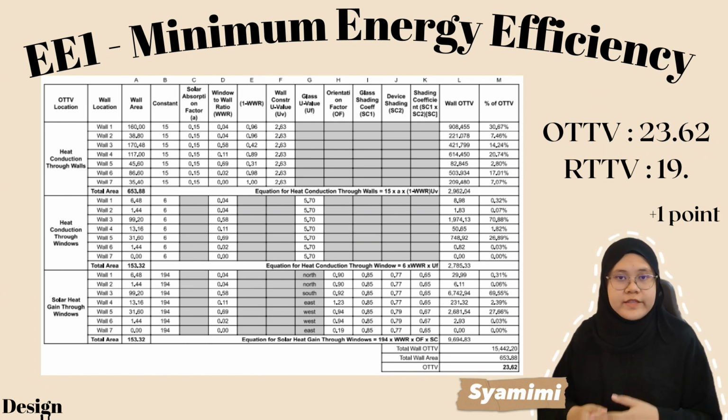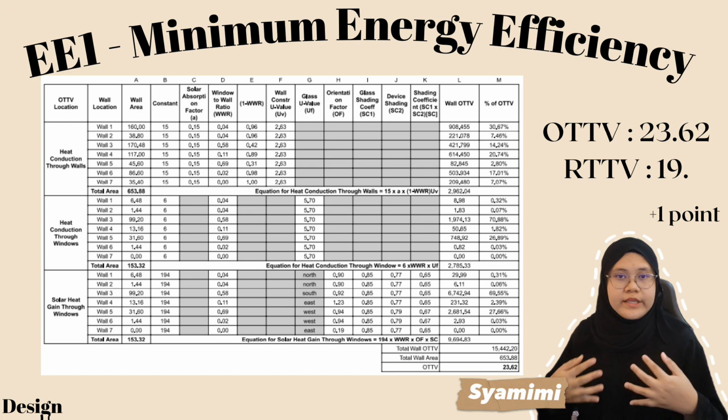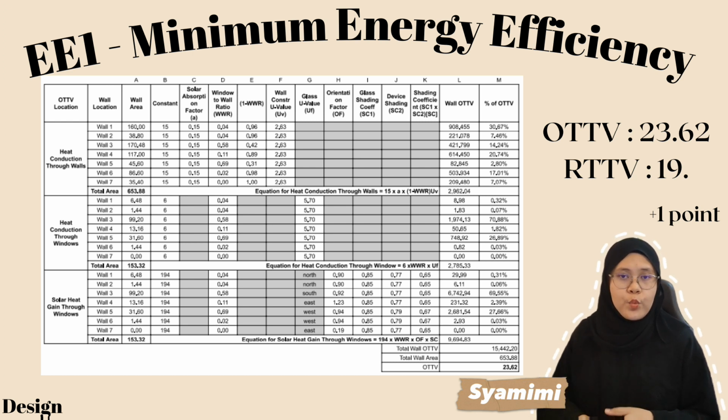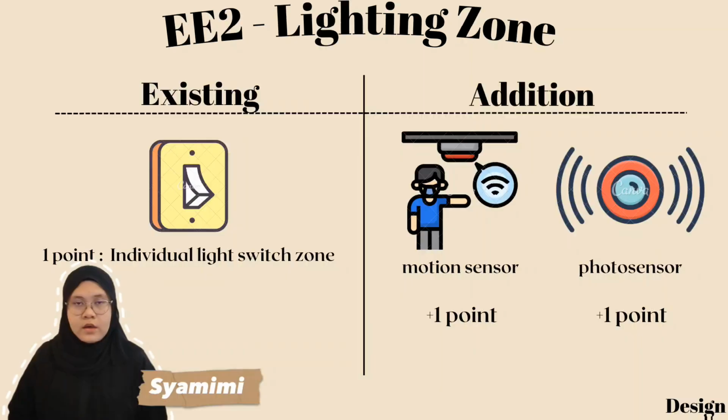With the passive design of this building, the OTTV value is 23.62 watt per meter square, which granted full marks for EE1. This is due to the good U value of windows and thermal absorption of wall. For lighting zoning EE2, originally, the building only provides individual switch lighting zones according to enclosed spaces. Thus, as an addition, a motion sensor and photo sensor system is used as a part of the lighting system.